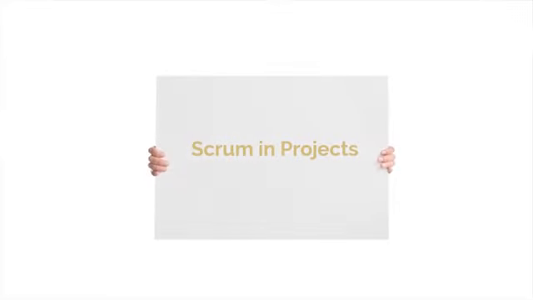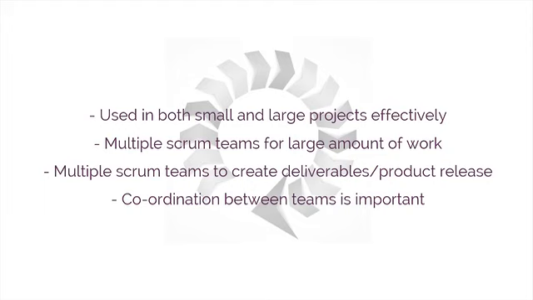Now that you're clear on the definitions, let's begin with how Scrum is applied in projects. Since Scrum favors small teams, one may think that this method can only be used on small projects, but this isn't the case at all. Scrum can also be used effectively on large-scale projects. When more than 10 people are required to carry out the work, multiple Scrum teams may be formed. The project team consists of multiple Scrum teams working together to create deliverables and product releases so as to achieve the outcomes desired for the overall project.